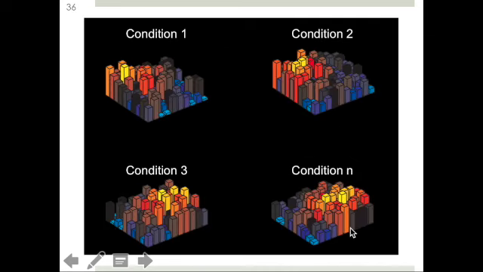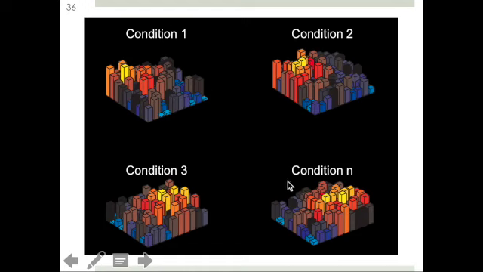So this just gives you an intuitive example of how it works, right? So consider, each of these is a brain, with each little building here being one voxel within the brain. Now, consider conditions 1 and 2 together, and then consider condition 3. Now, let's look at condition N. Do you think condition N is more like condition 1, 2, or 3?